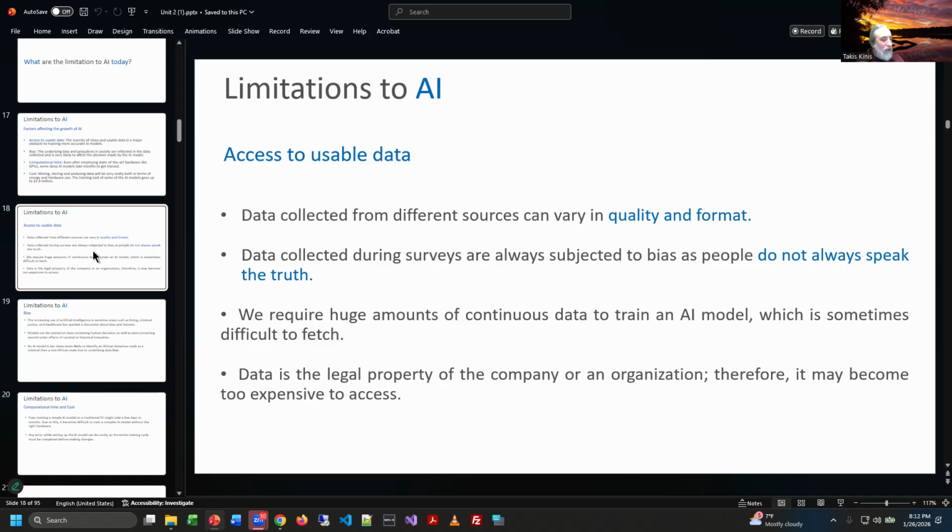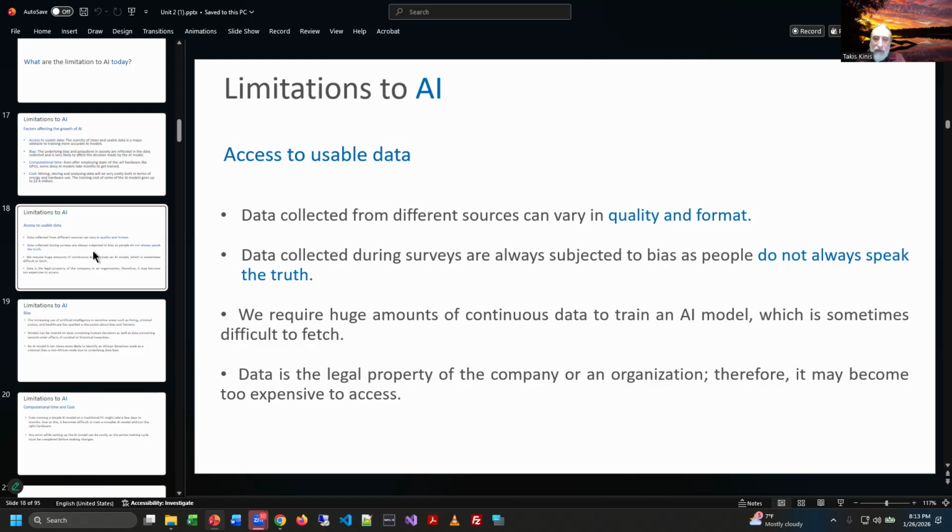So the AI models really do need a lot of data to train on. It says data from different sources varies. Some of it is really good. Some of it is not. Do I want to train my AI model on social media feeds or on scientifically researched papers? Which would be better? Easy answer there. It says data collected during surveys are always subject to the bias of the people, because people don't always tell the truth. So you might collect data from people and they're not telling you the real deal. Pretty scary stuff.